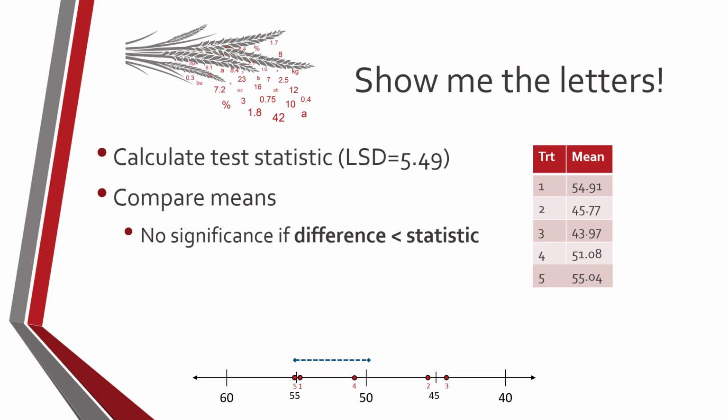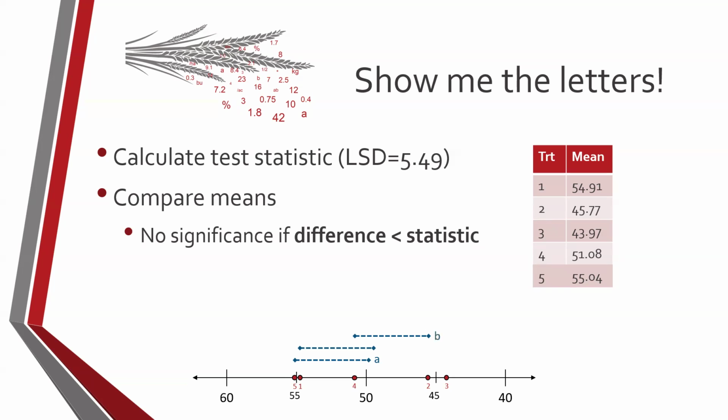So let's start with the largest mean and extend to the lower bound. All treatments within this range are not significantly different, so we assign the letter A to treatments 5, 1, and 4. And then we repeat this process for each mean. Because there are no new means in this next range, we don't need a letter here.